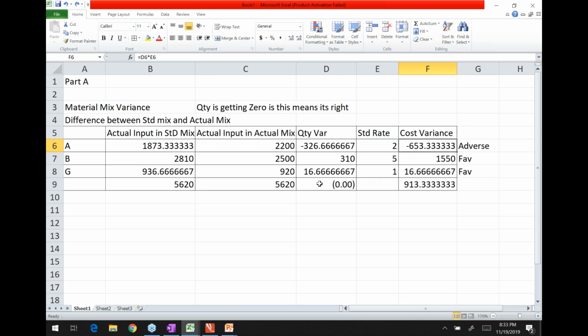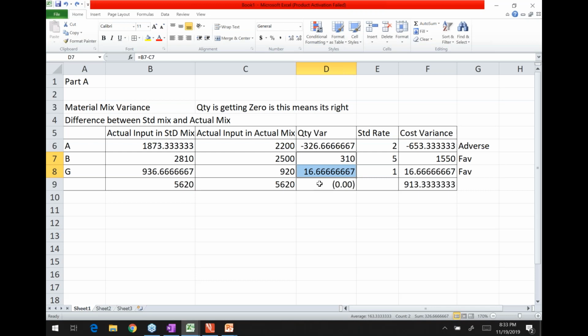Is it positive or negative? Now listen, first of all, a very simple method. When you get an answer in negative, this is adverse. Mathematically this is adverse, and logically also this is adverse, because I just told you you have used more quantity. When mathematically your answer is positive, it is favorable. So you can learn very easily. If the answer is negative, it's adverse. If the answer is positive, it's favorable.